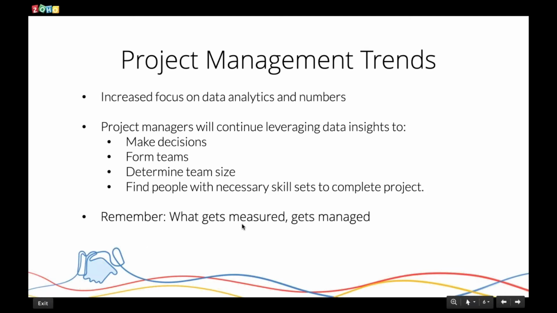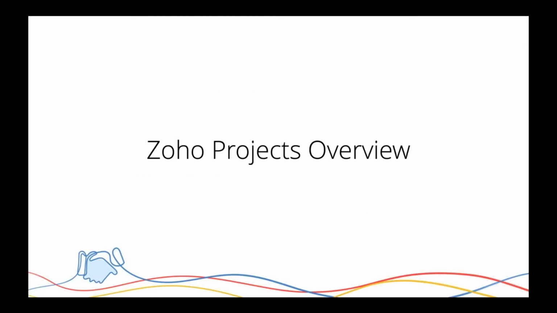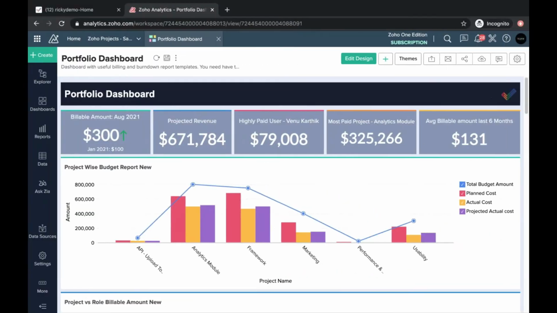So going with the trend of increasing focus on data analytics and numbers, we have the saying of what gets measured gets managed, right? In the previous period, we were thinking that what gets managed is what can be measured. But if you think of it from the opposite point of view, it's all numbers based. So we measure the numbers and then we manage the project. And then we can make decisions. We can work with our team, determine the team size, and find the right people. So now we're gonna spend 5 minutes on a Zoho Projects overview.